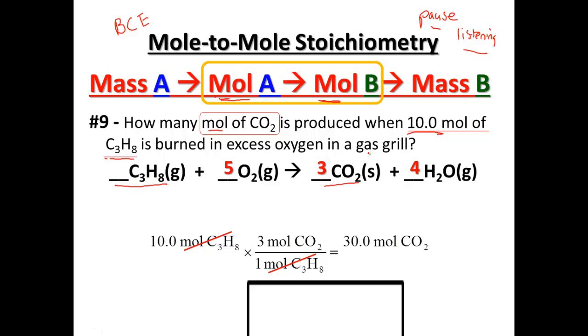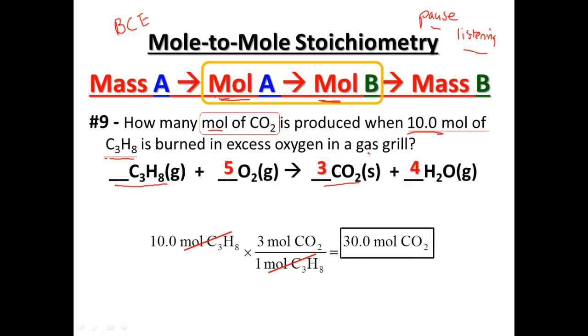So in the end, 10 moles of C3H8 are going to produce our 30 moles of CO2. So mole to mole was our first stoichiometric calculation.